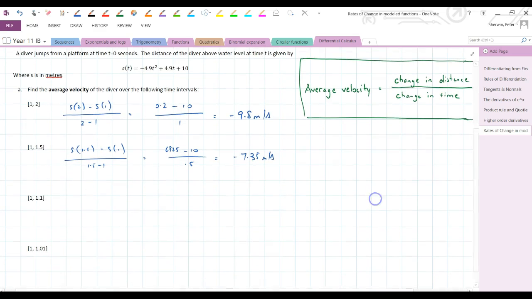Okay, now we're tightening it up again. We're going between 1 and 1.1. You'll see where this is going in a moment. So I want the height at 1.1, and I want the height at 1. So I'm going to see the change in distance traveled over 1.1, and this is just 0.1 of a second, isn't it? So I'm dividing by 0.1, and on top here I've got s(1.1).